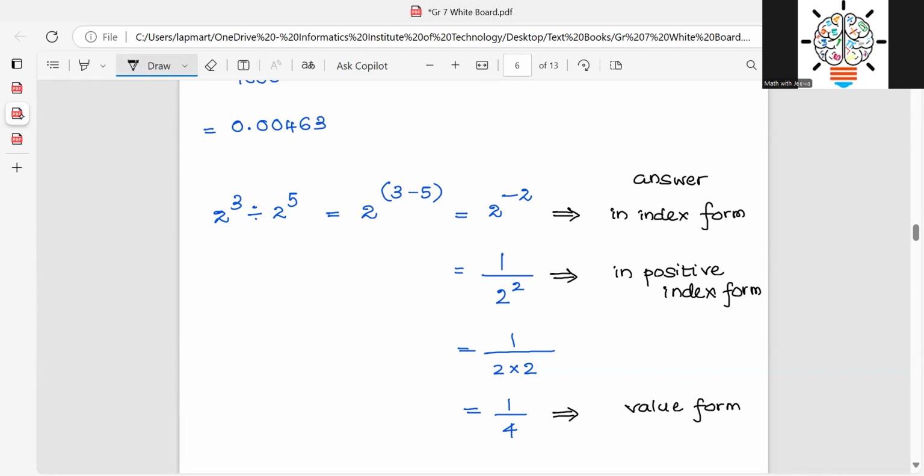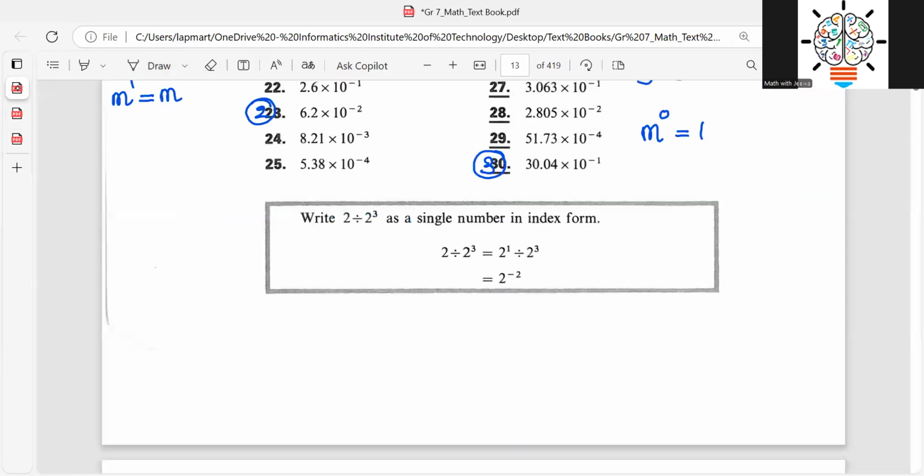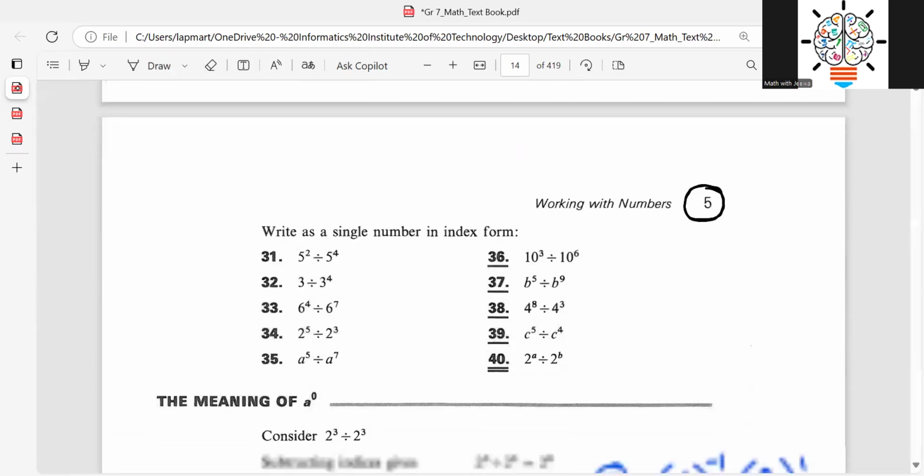So then if you have the division, if you have the same base value, we know we want to subtract the indices. So then when you subtract and get the final answer, it is a negative index. Then if they have just asked to write the answer in index form, you just keep it as 2 to the power negative 2. But some questions specifically ask you to keep the answer in positive index form. In that case, you want to get the reciprocal of this, 1 over 2 to the power 2. Some questions, they will ask you to get the value. So then that becomes 1/4, right? I think we discussed everything related to this.